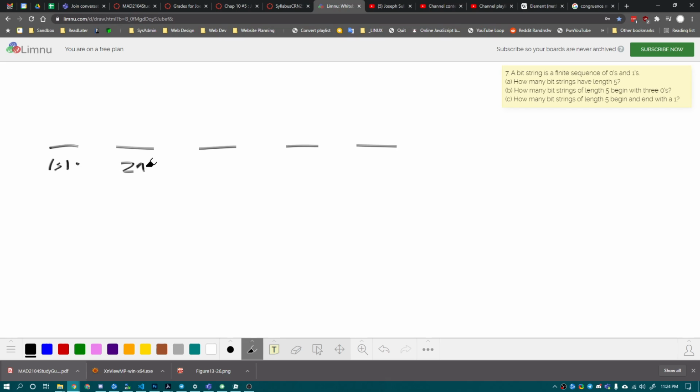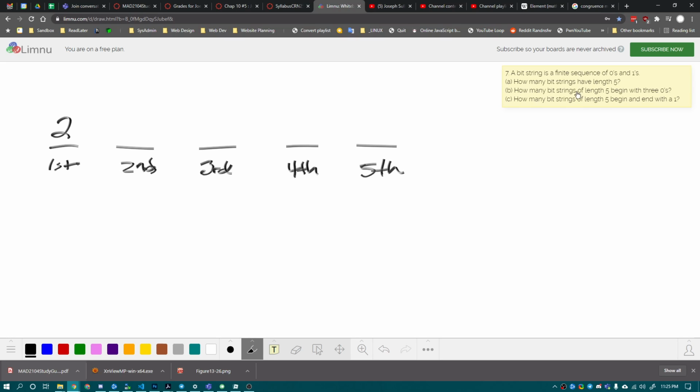First, second, third, fourth, and fifth. Okay. Now the question is, how many choices do we have for this first place? Well, they tell us in the beginning, a bit string is a finite sequence of zeros and ones. So this can either be 0 or 1. So how many choices do we have? We have 2 choices. It's either one or the other.